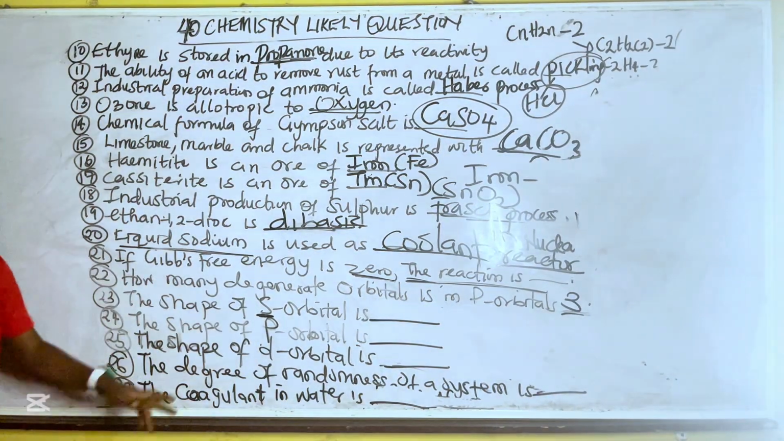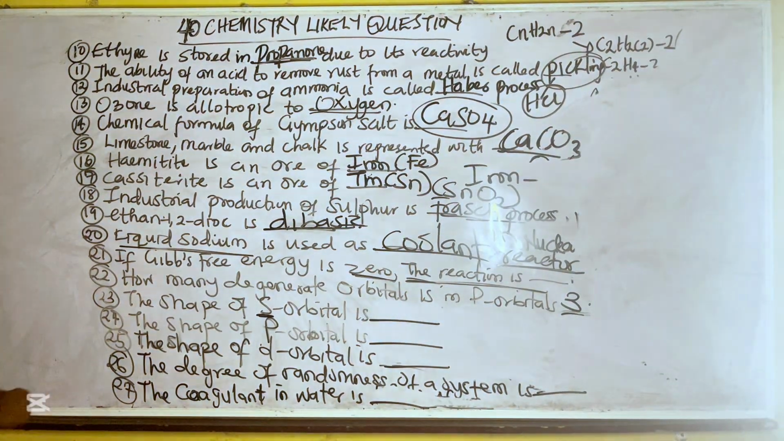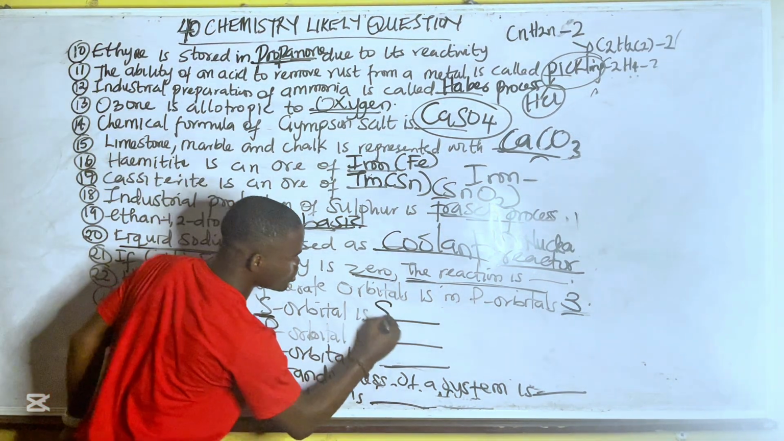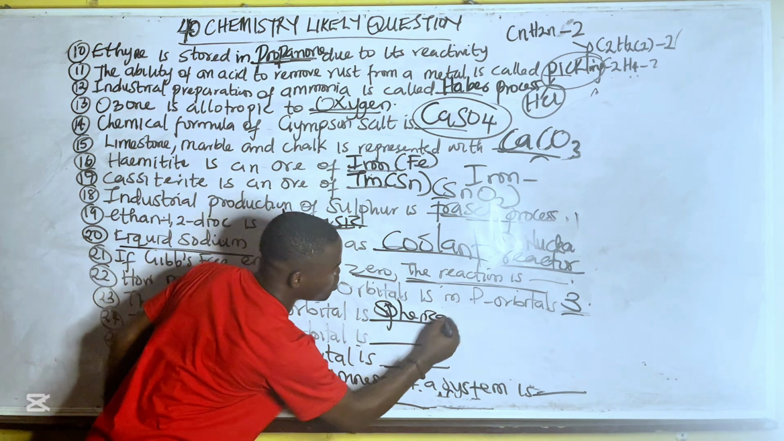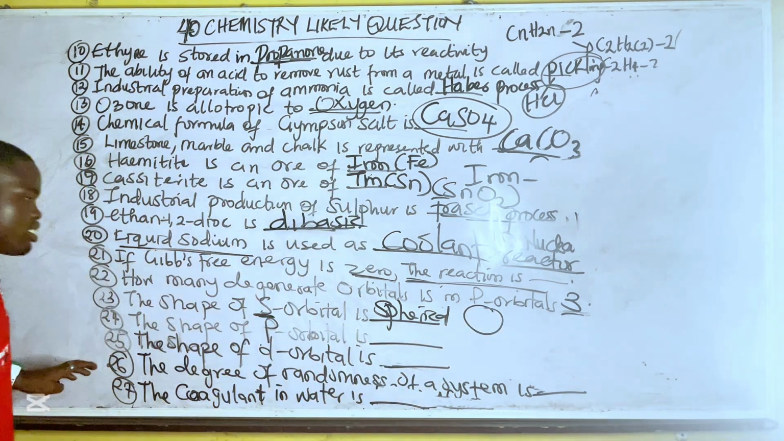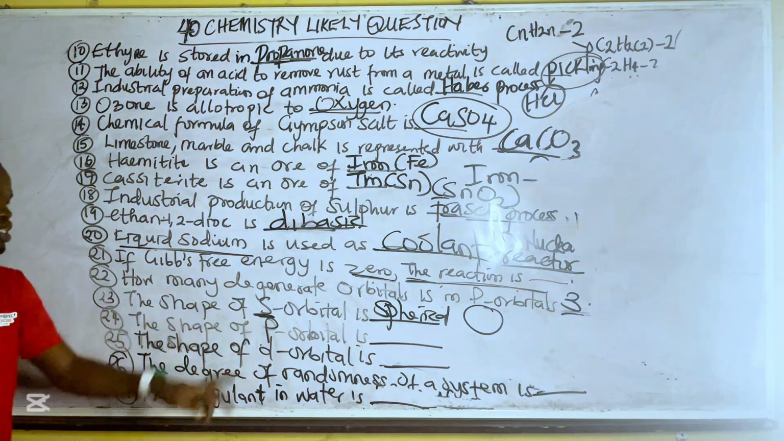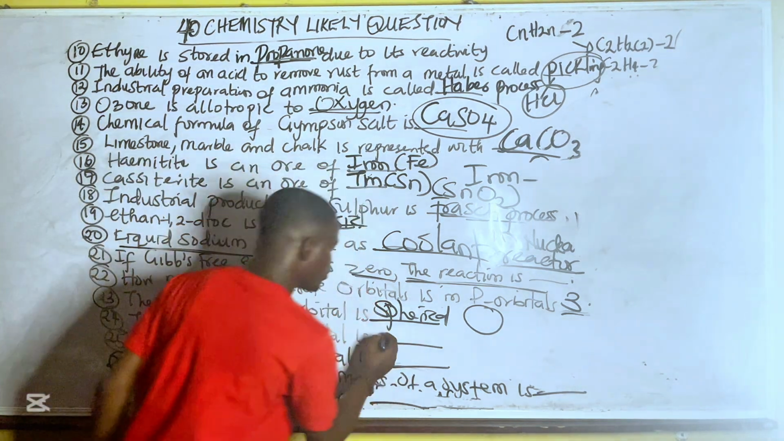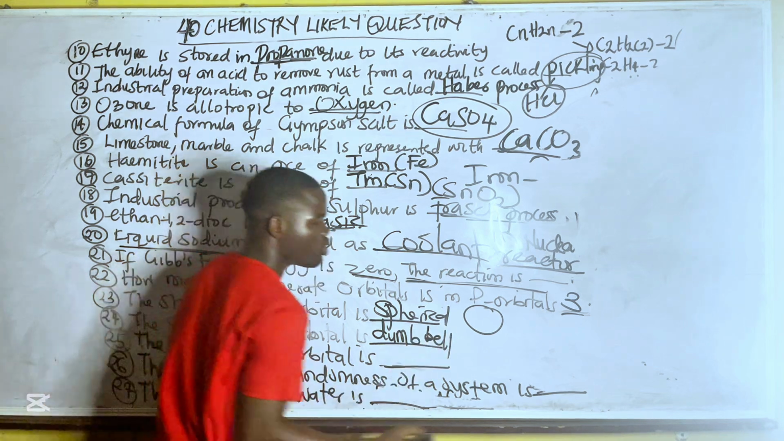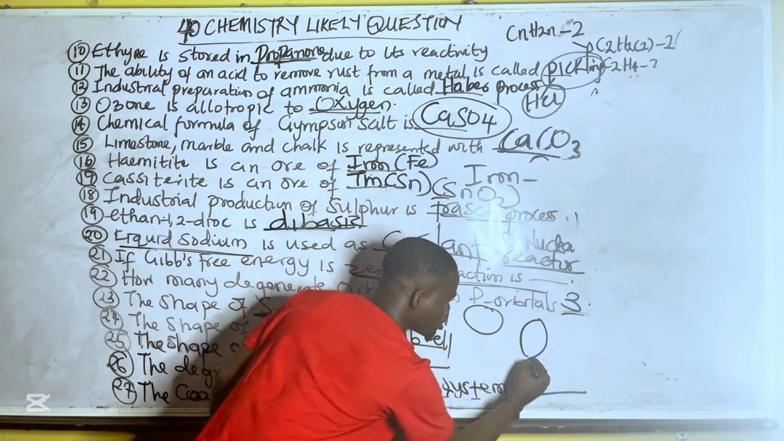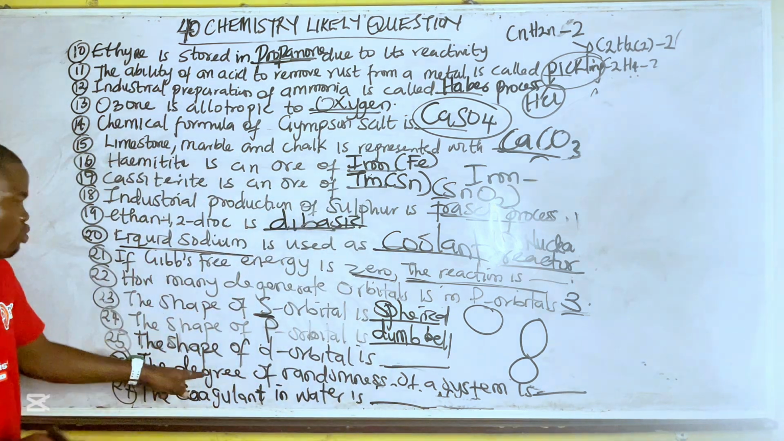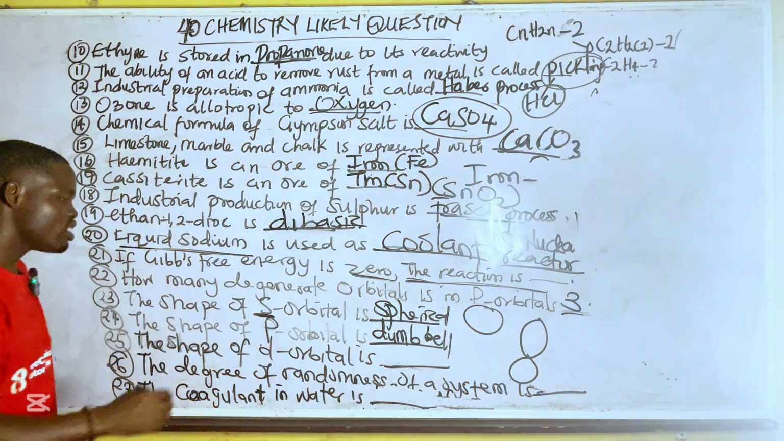The shape of the s orbital is spherical. It's easy. When you see s, it is spherical in shape, just like this. Now, the shape of the p orbital is dumbbell, just like the name. What does dumbbell mean? You see something like this? So that's dumbbell.